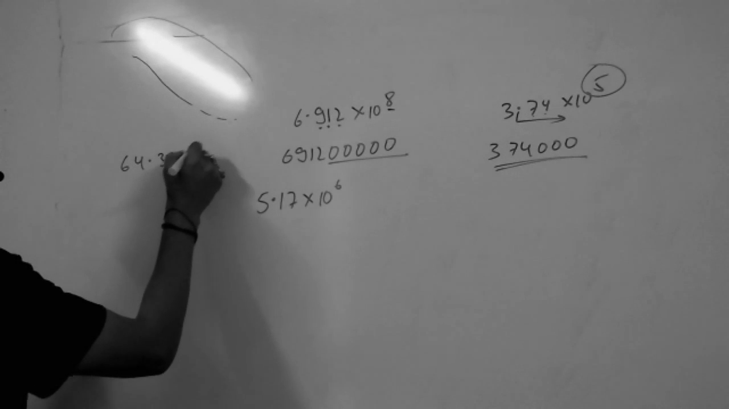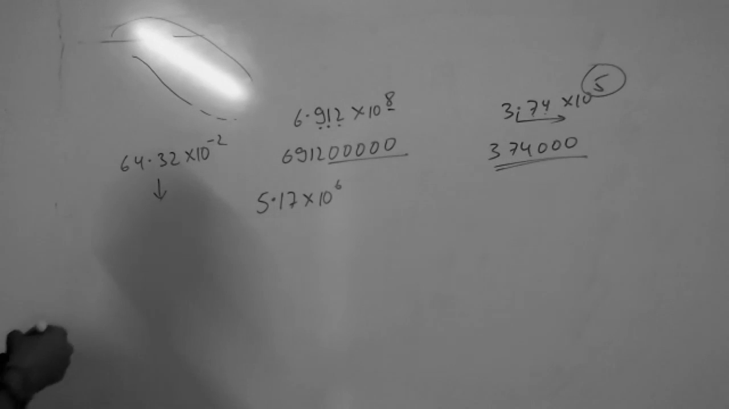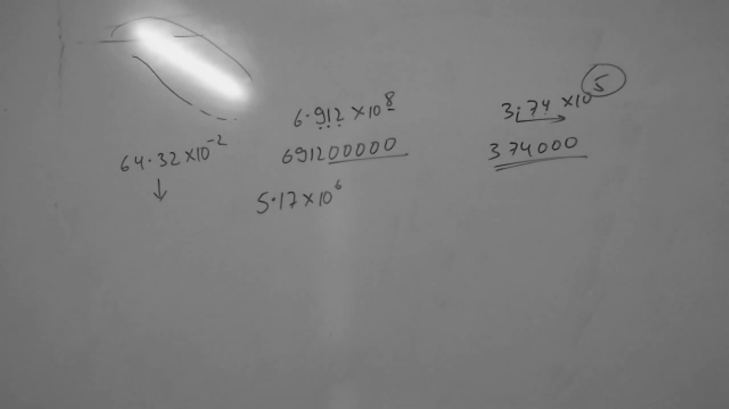64.32 into 10 to the power -2 in usual form. So shouldn't it be 6.432? It's not in standard form. I didn't say it's in standard form. I said put it in usual form.